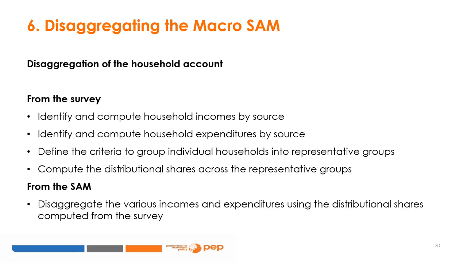Identify and compute household expenditures by source. 1. Final consumption expenditures. 2. Transfer payments. 3. Direct tax payments. Define the criteria to group individual households into representative groups, for example, decile of expenditure, residential areas, etc. Compute the distributional shares across the representative household groups, across the income sources and the expenditure sources. From the SAM, disaggregate the various incomes and expenditures using the distributional shares computed from the survey.